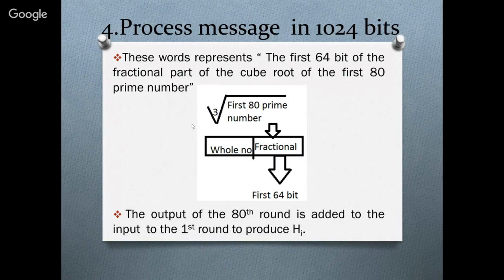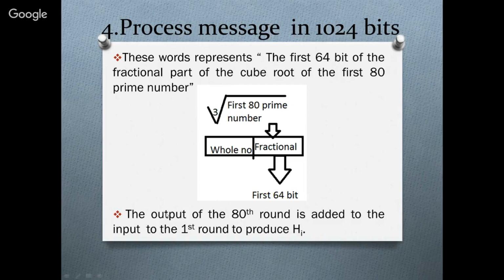The random formulation is: I'm going to take the first 80 prime numbers and do the cube root of each. Whatever number I get, I'm going to neglect the whole number and consider the fractional part. So the first 64 bits of the fractional part of the cube root of the first 80 prime numbers will be the Wt value, which is given as an input to the first round. The same process goes on for all 80 rounds.